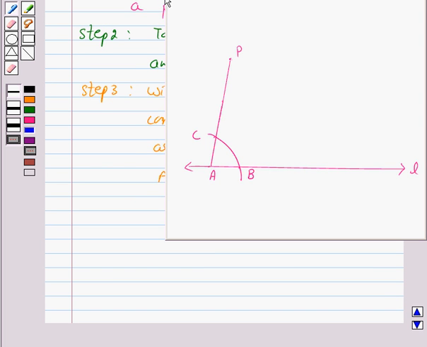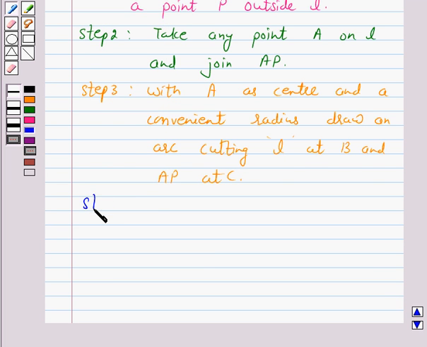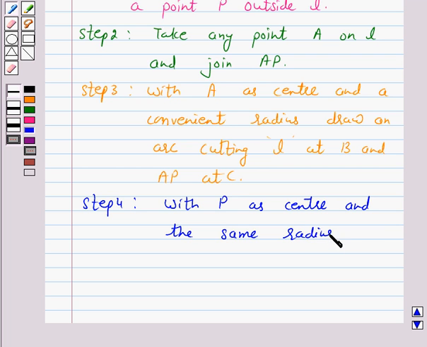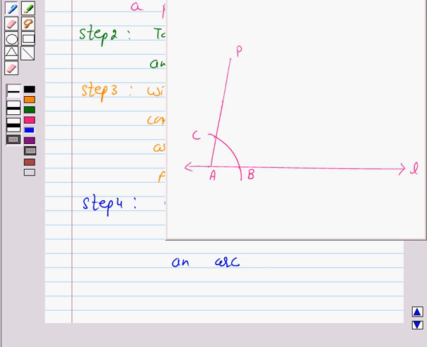Now our next step is, with P as center and with the same radius draw an arc DE cutting AP at F.